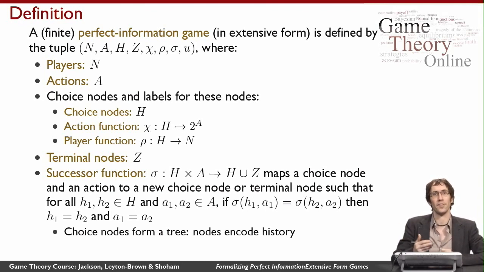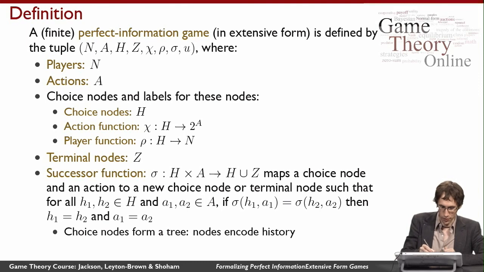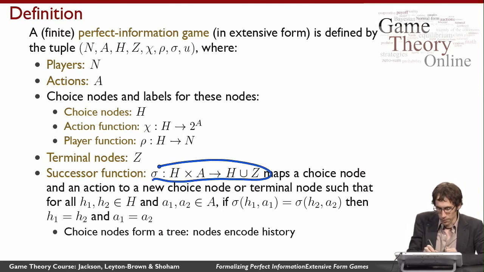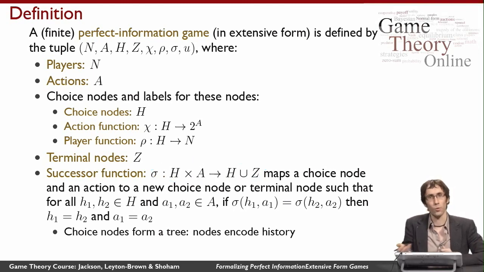Now we need the edges in the game tree. And we build those up using the successor function. So the way the successor function works is that it's a mapping from a choice node and an action that was taken in that choice node to a new node. And that new node can be either another choice node, or a terminal node. And what we want is that the successor function combined with the nodes defines a tree.